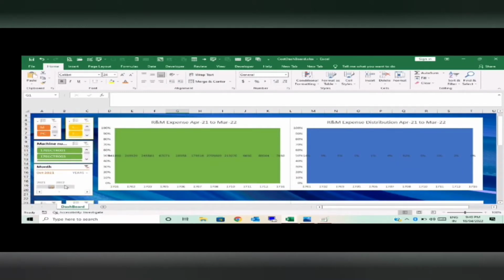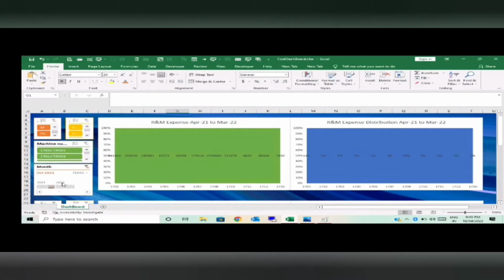This is the entire R&M, repairs and maintenance expenditure. This is in amount, this is in percentage. So you can see the distribution. So which one is the high consuming area? That area has to be in focus, has to be taken care of. If you are able to control 80%, that is more than sufficient. So this is the tracking mechanism.